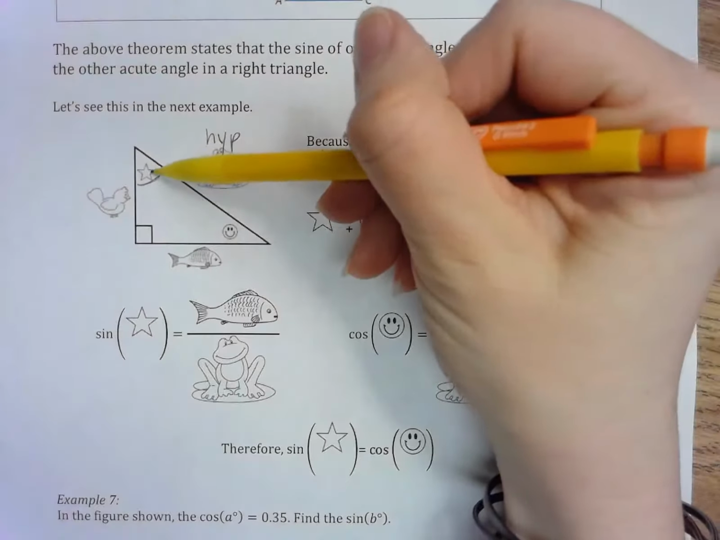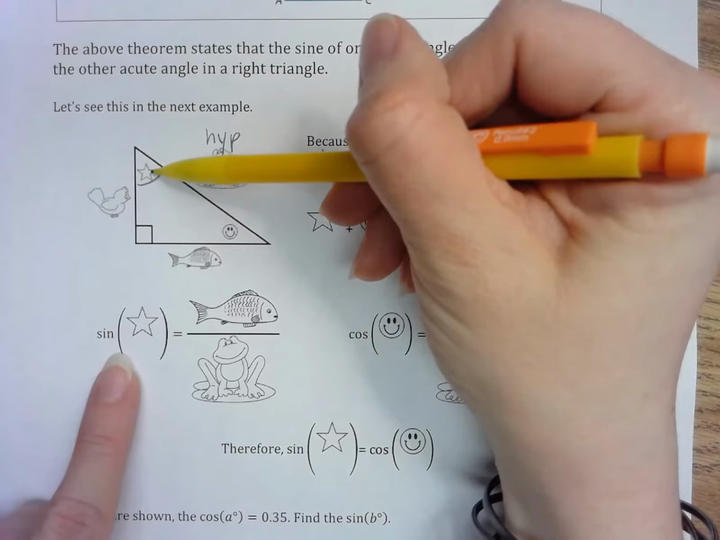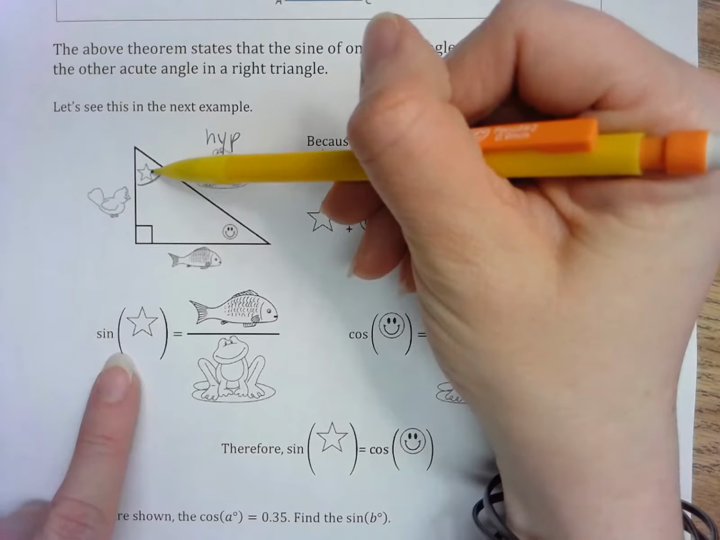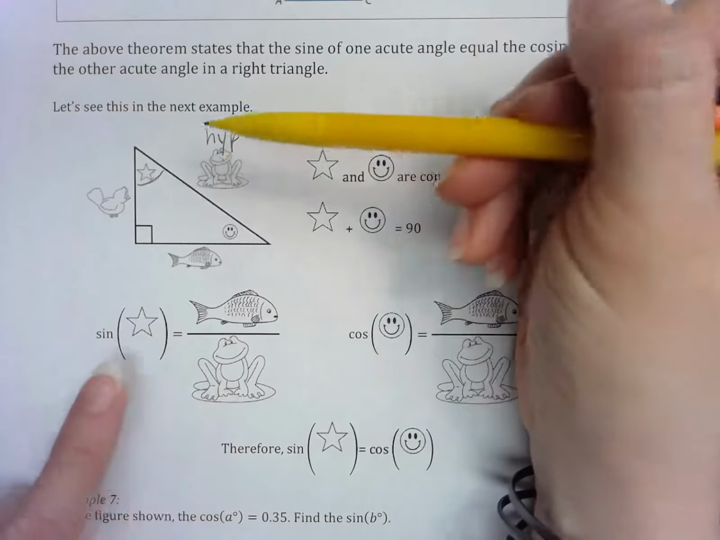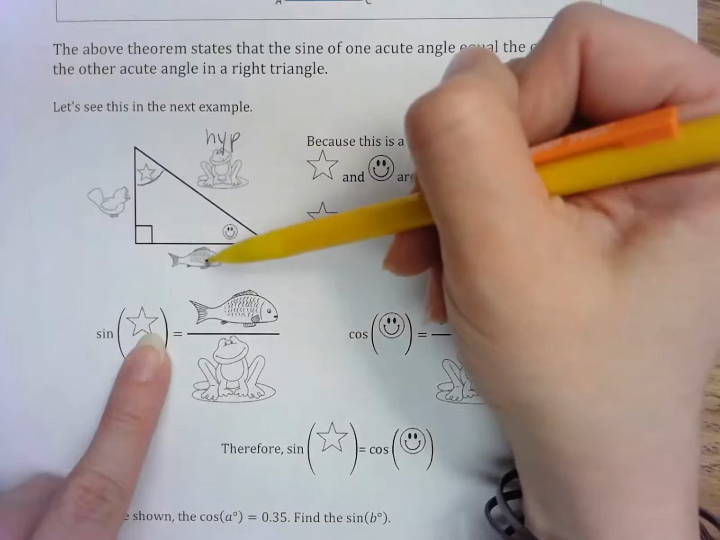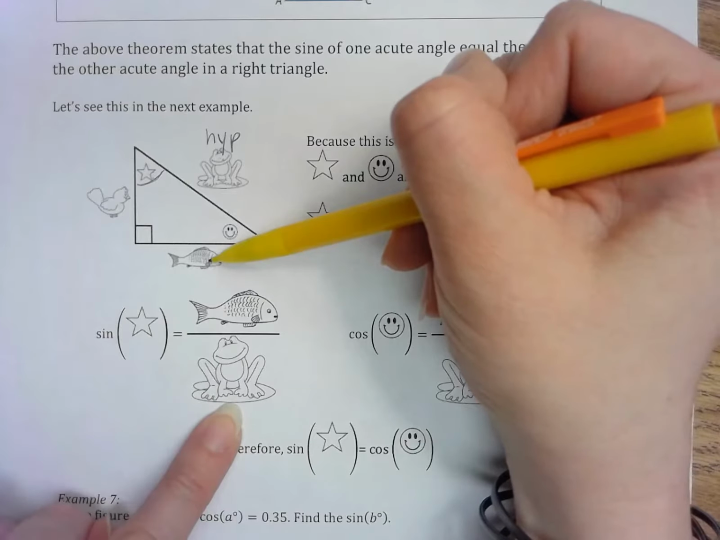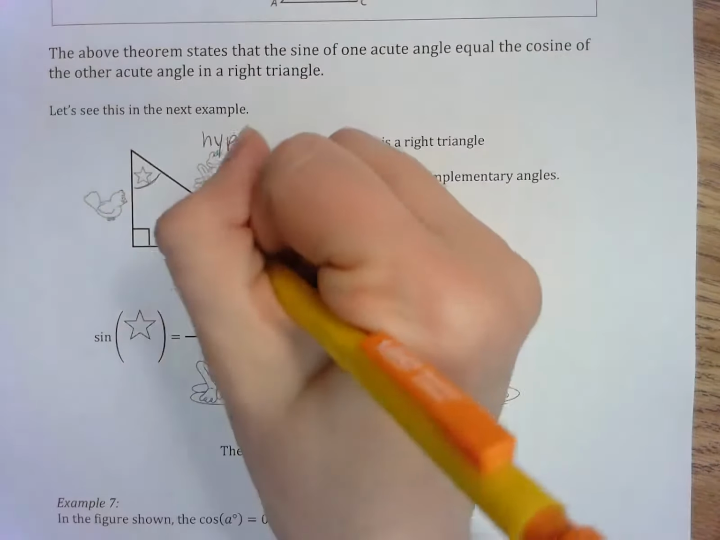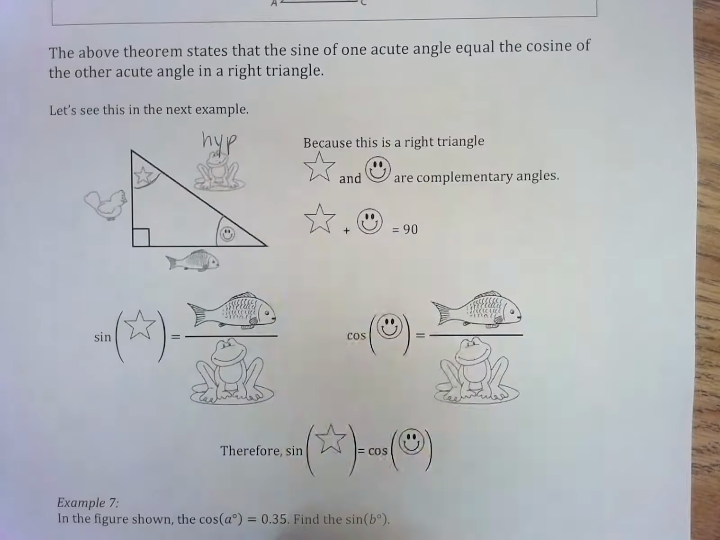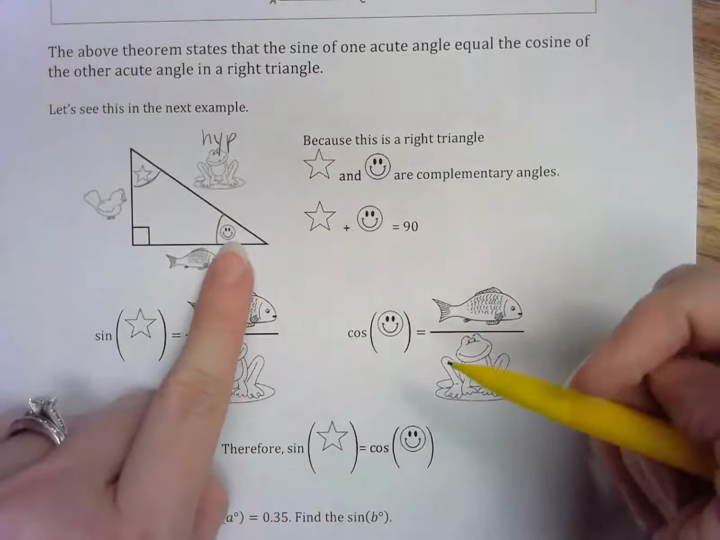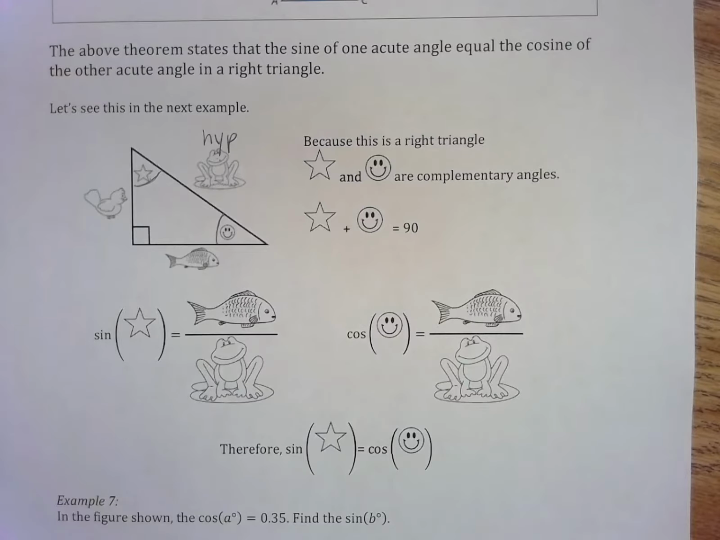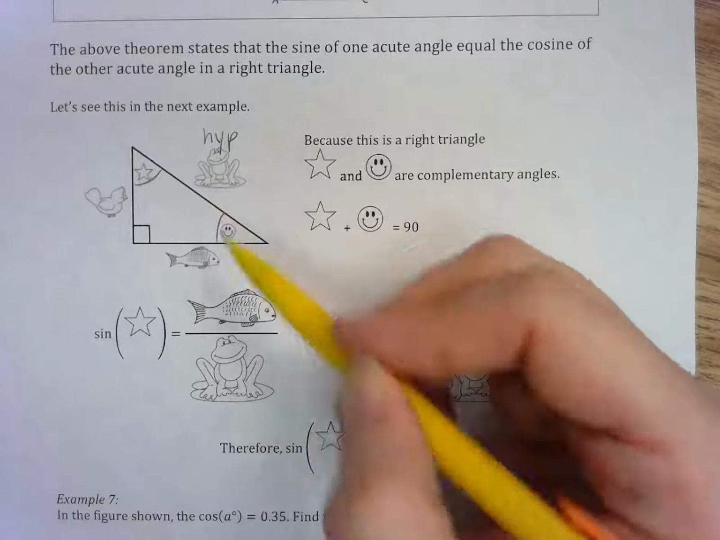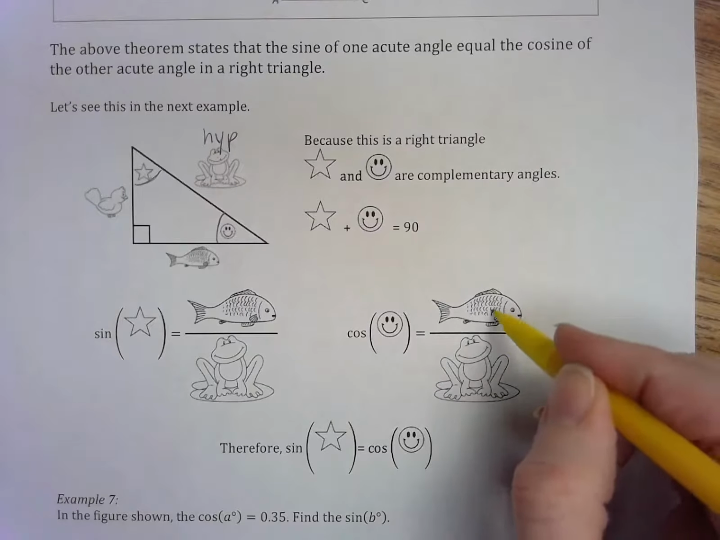So from the star angle, if we're talking about sine, that's SOH. That's opposite and hypotenuse. So opposite the star is the fish. And we already talked about this frog as hypotenuse. So sine of the star is fish over frog. Okay? But now we want to switch to the smiley face angle, and we want to talk about cosine. So CAH. From the smiley face angle, we want to find cosine. CAH. So the A stands for our adjacent, that's the fish. H, again, is that hypotenuse. So again, we see the fish over frog.